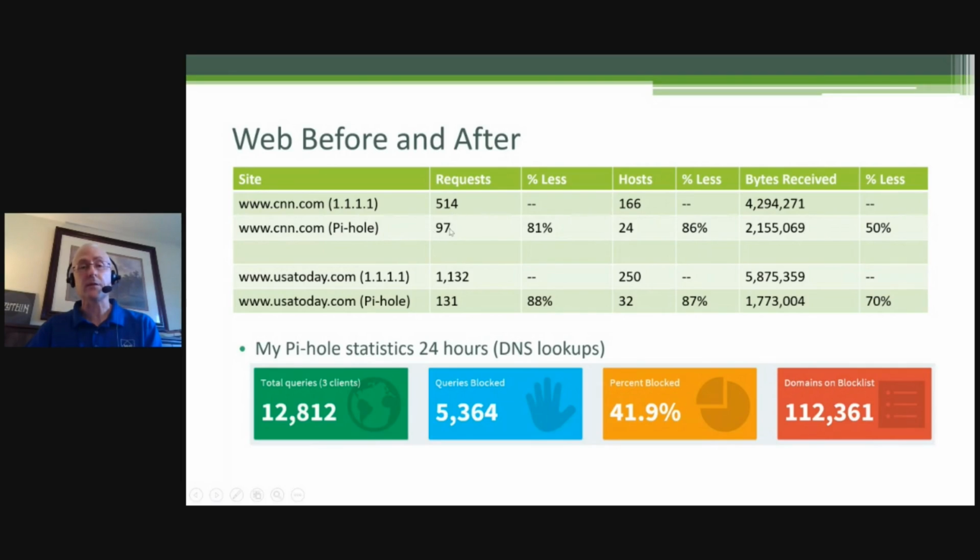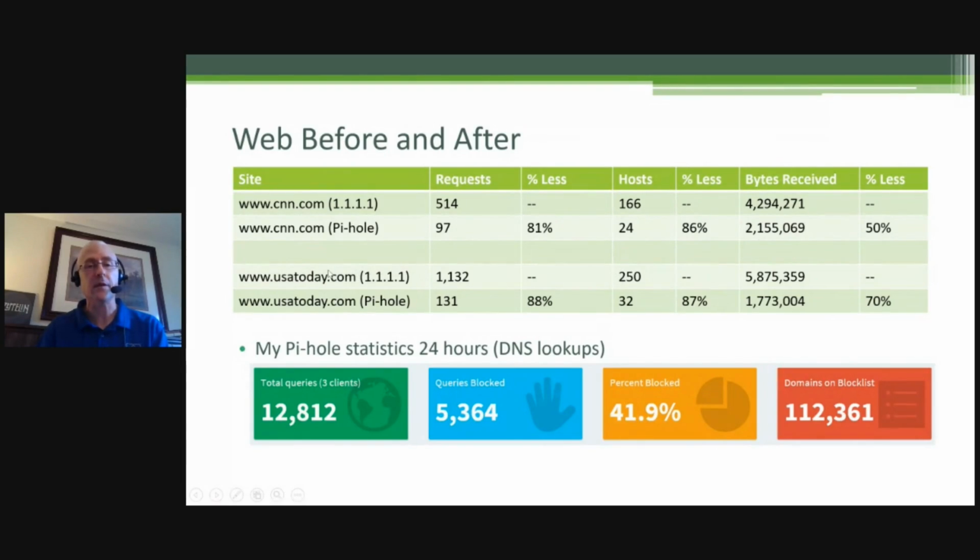With the Pi-hole in place, we cut it down to only 97 requests. So 81% fewer requests were made, down to 24 hosts. So 86% fewer hosts were talked to. That's a huge deal. I just want to see the news. I don't need you talking to 142 other hosts, passing who knows what about me to them. And the size of the page was about 50% smaller.